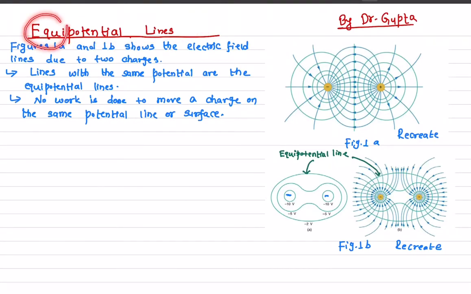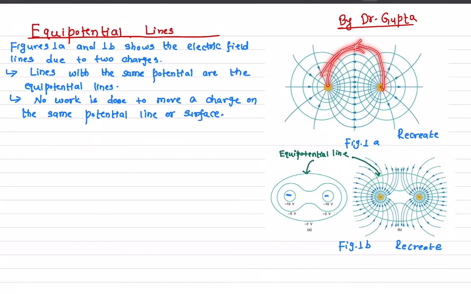In this video, I will talk about the equipotential line. As the name suggests, equi means the same and potential means the potential. That means the same potential contour or line is called the equipotential line. Let me explain this one.